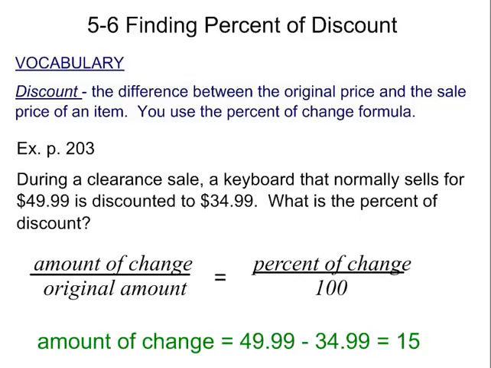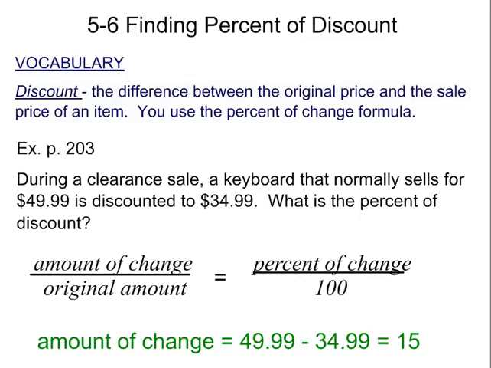Here's an example. Page 203 in our textbook. If you want, you can always access your textbook online. During a clearance sale, a keyboard that normally sells for $49.99 is discounted, or it's on sale, for $34.99. What is the percent of the discount? Look at that formula. It should look familiar to you. Amount of change over the original amount equals the percent of change over 100.